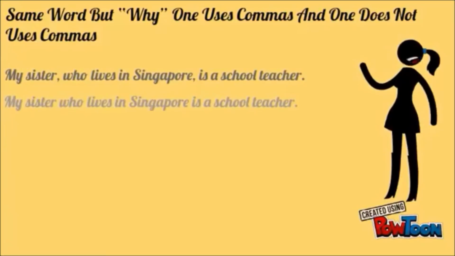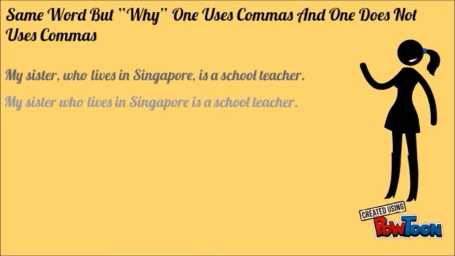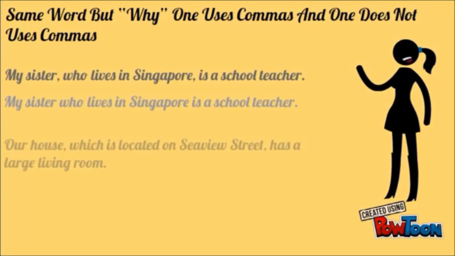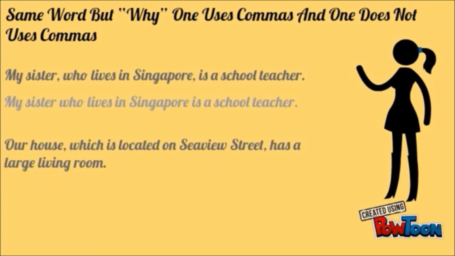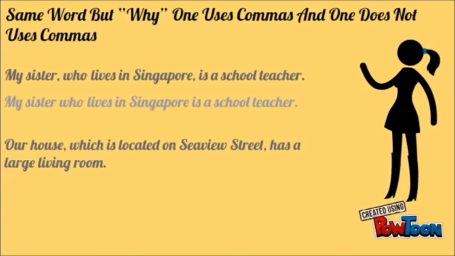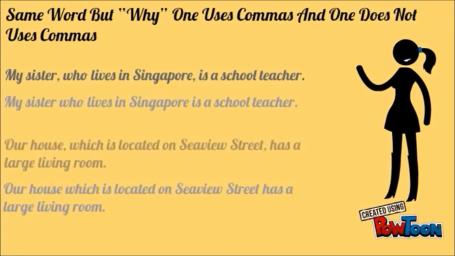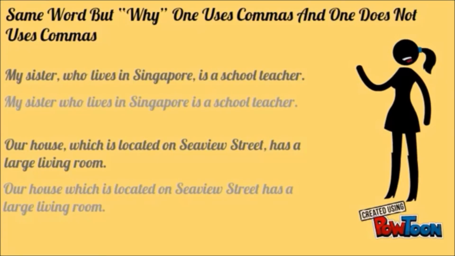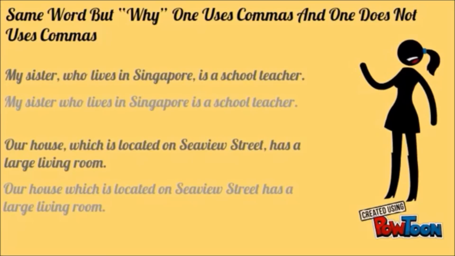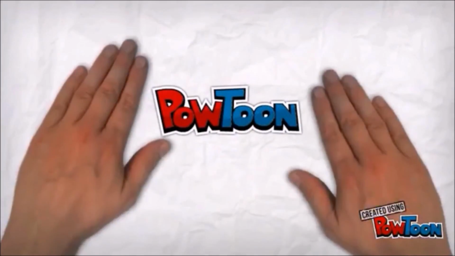In the first sentence, it seems like I have only one sister. That's because the commas tell us, hey, this is extra information. It means there is no need to specify which sister I'm talking about. So logically, I must have one sister. The second sentence has no commas, so it identifies which sister I'm talking about. This implies that I have more than one sister. That way, we know that we are talking about my sister who lives in Singapore and not my sister who lives in Malaysia.